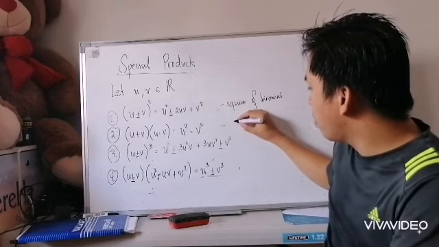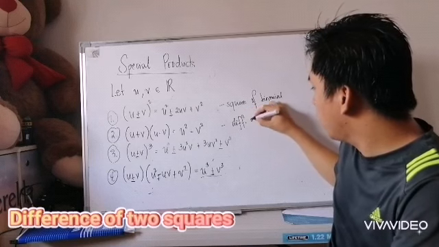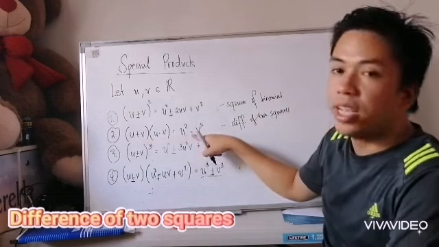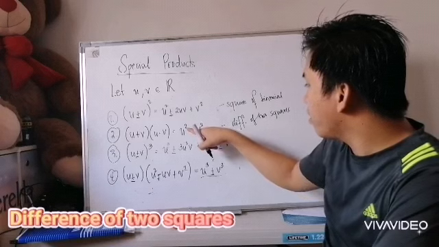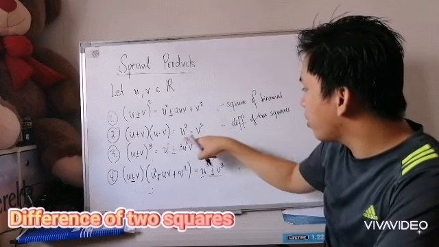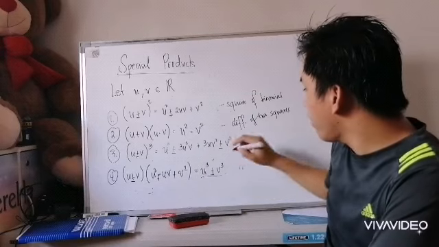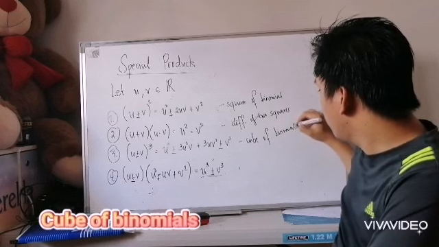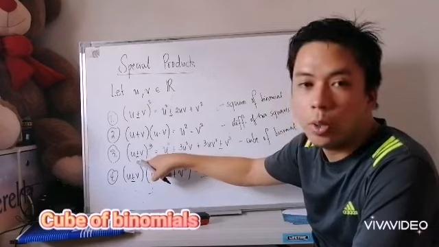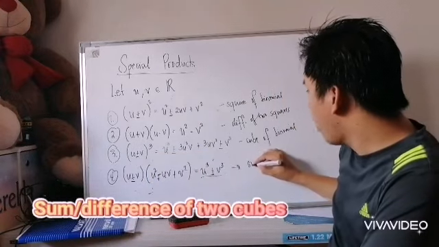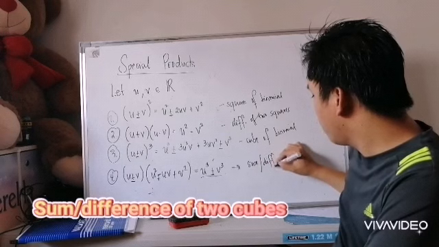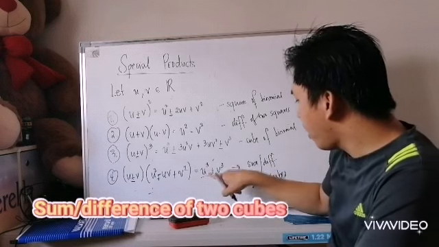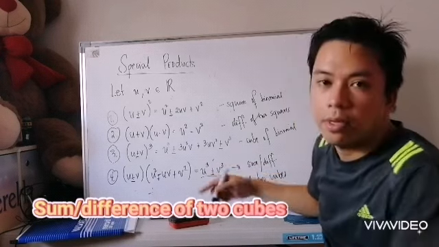Now, this is actually the difference of two squares. Not because of this, but because of the right side of the equation. Why? We take the difference of the two square terms. That's it. Now, this is the cube of binomial, because this is a binomial and we take the cube of this binomial. And this is the sum and difference of two cubes. Why? Because we take the sum and difference of two cubic terms. That's it.